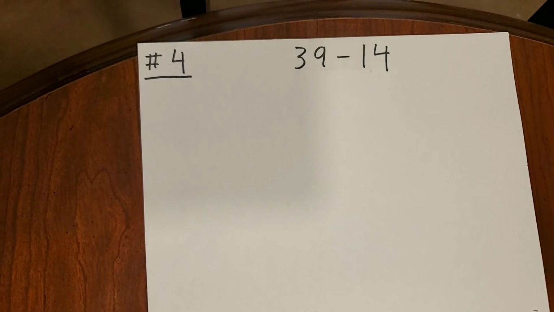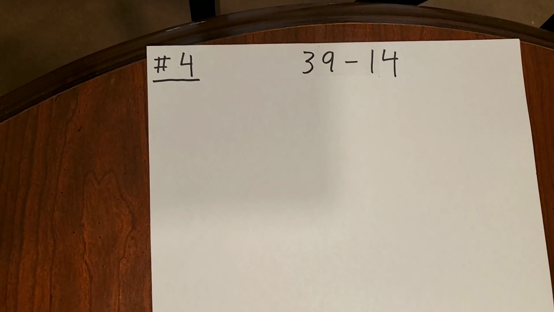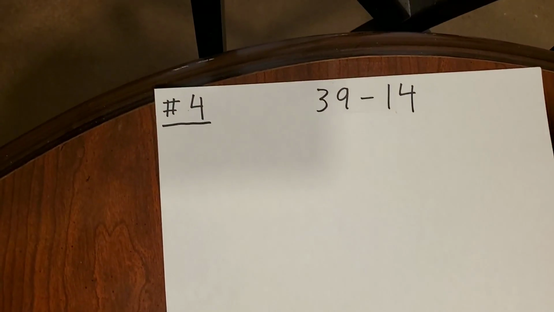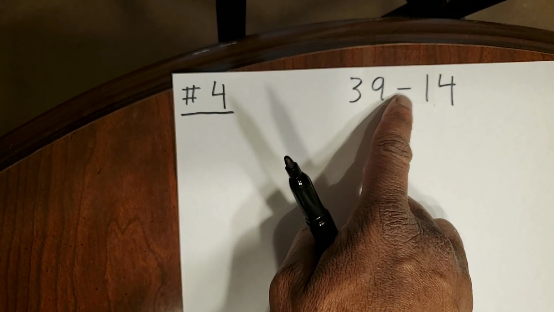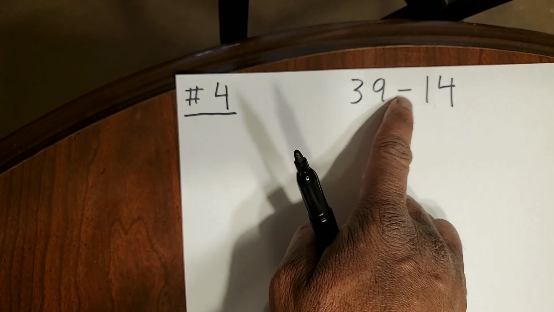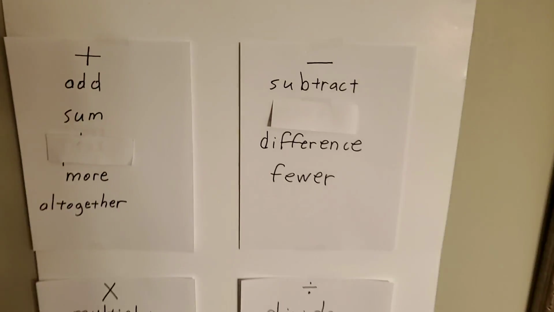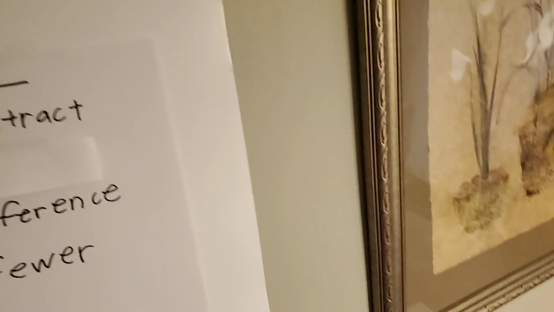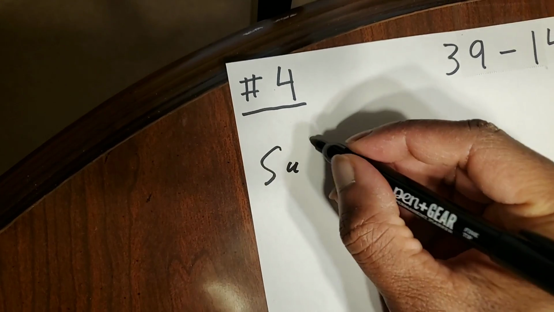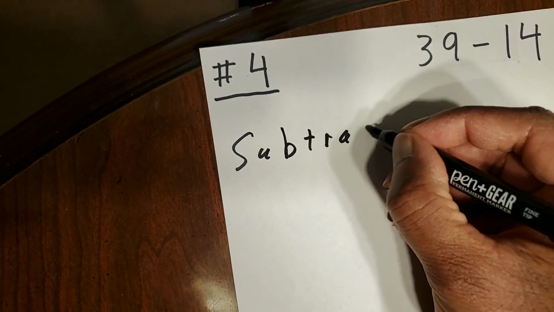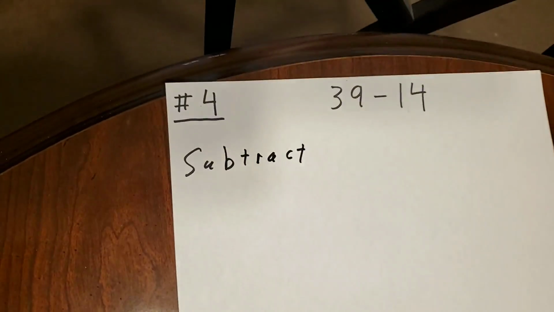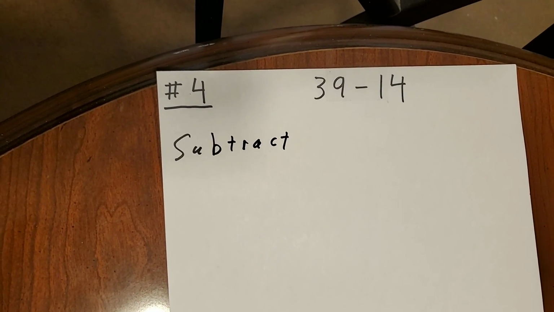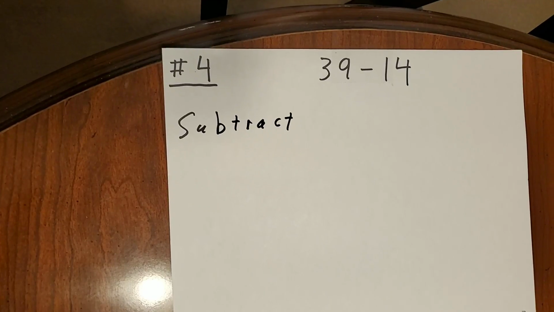Okay, 39 minus 14. 39 minus 14. What symbol do we see? We see the subtraction sign. What word do I want to use to help me make our sentence? Let's go over and look. What do I want to use? I think I want to start with the word subtract. So we're going to say subtract. Now, I'm going to subtract what? Could I write subtract 39 and 14?